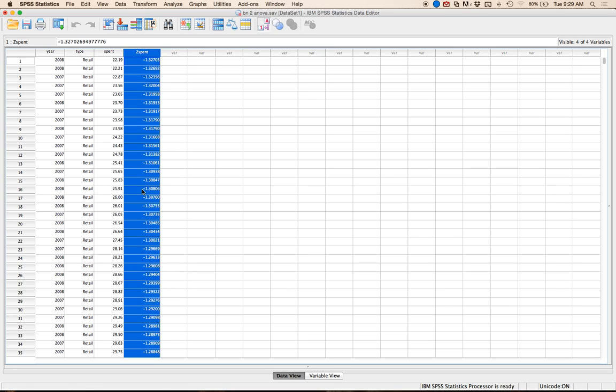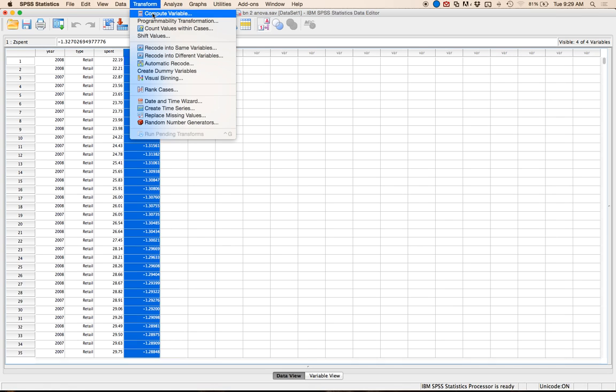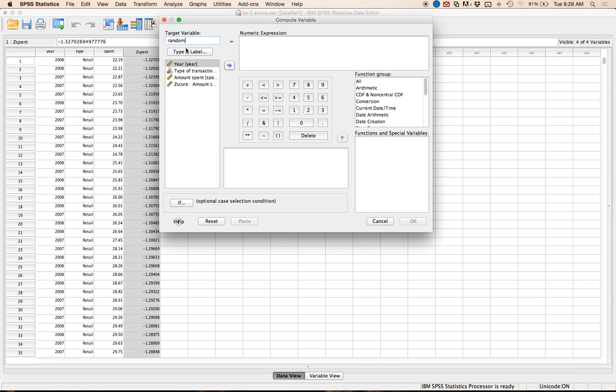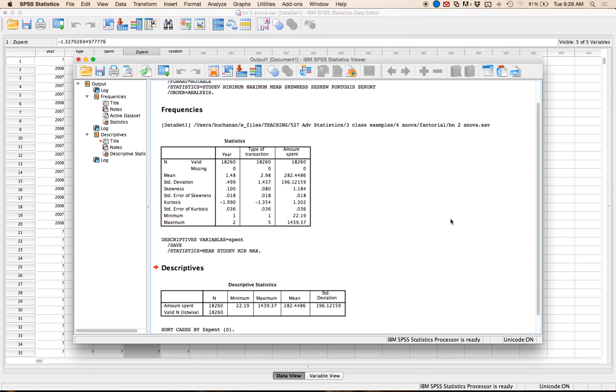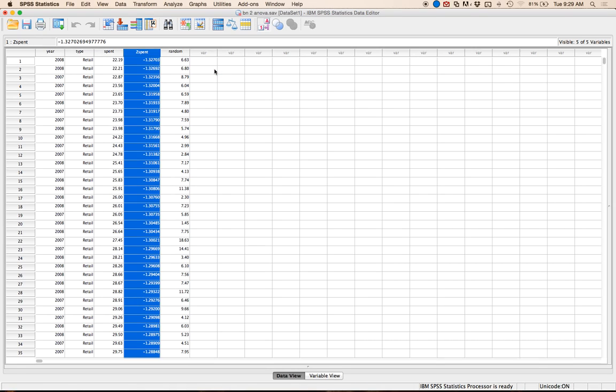Alright, if I want to run this as multivariate though, first thing I've got to do is create myself a fake variable. Okay, so transform, compute. Let's call it random. On a function group, I'm going to click on R to get to random numbers faster. And then RV chi-square. We'll go with 7 because we like the number 7. And hit OK. So I've got my not random number plugged in here. And we'll run our fake regression to get the Mahalanobis scores.